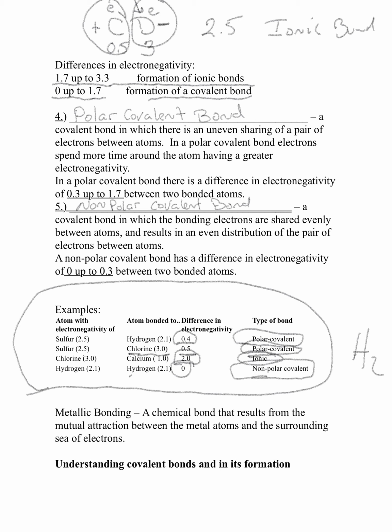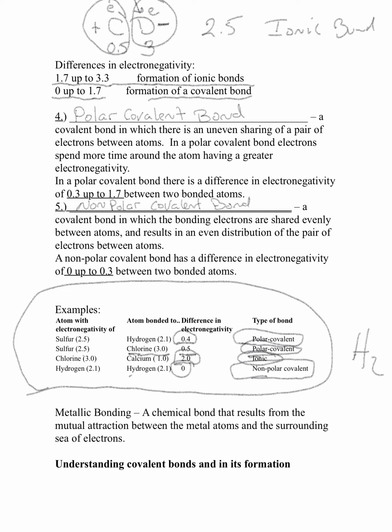Okay? Now finally, metallic bonding. In metallic bonding, a chemical bond that results from the mutual attraction between the metal atoms and their surrounding sea of electrons. So electrons are not held tightly in metal atoms. So they actually share their electrons.